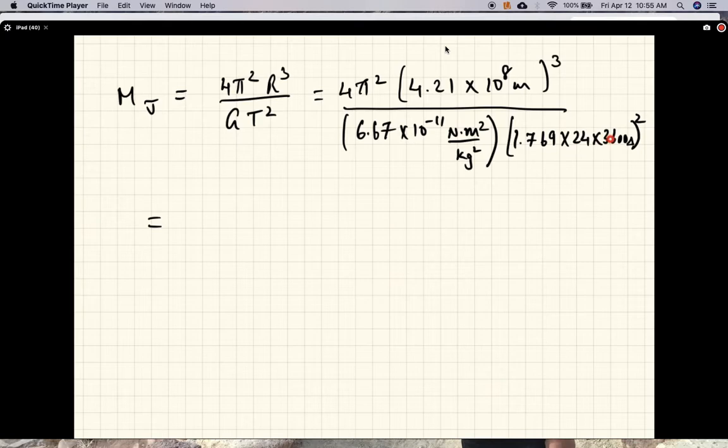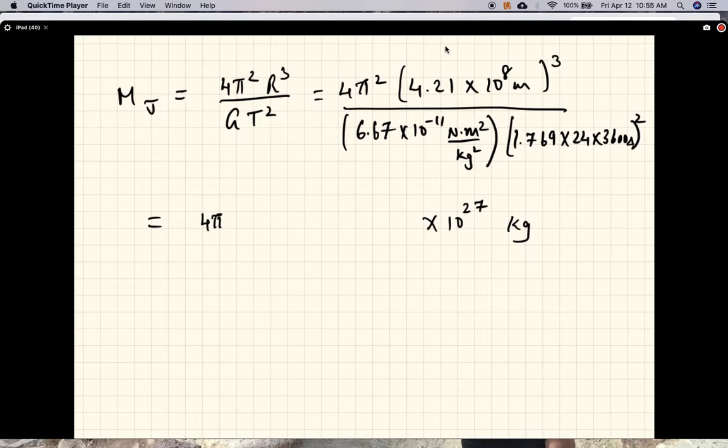Here's 3.6 times 10 to the 3, so I'm going to borrow that, 3 times 4 is 12... the 4 squared, 4 times 2 is 8. 35 minus 8 is 27. Okay, so 10 to the power 27 kg.